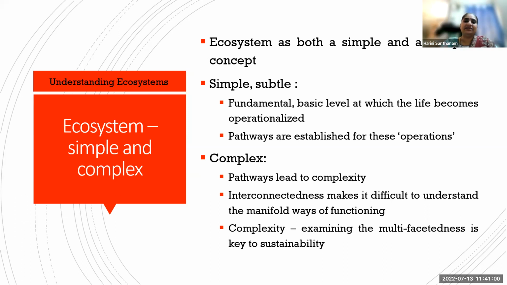The ecosystem itself is not a stable system which does not interact. It is interacting with other ecosystems, and there are inputs and outputs, so the dynamicity is constant. When the dynamicity is constant, both internal and external, the pathways which set in bring more complex interactions in place. This interconnectedness makes it difficult to understand how many ways of functioning an ecosystem has. This is a very basic concept we have to understand.